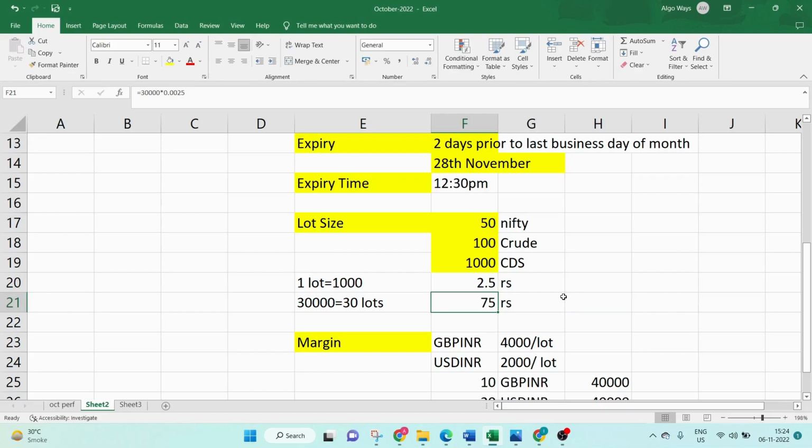Another thing, for people who are trading through TradeTron: in TradeTron the quantity shown is in numbers, not in lots, whereas in terminals, most of the brokers show this in number of lots. So if your trade size is 30 lots, in your terminal it will show 30 lots, but in your TradeTron account it will show 30,000. So there is nothing to panic because both are the same thing.